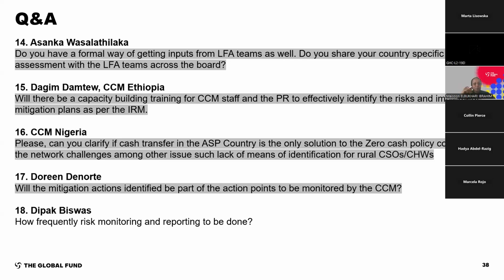How frequently are risk monitoring and reporting to be done? So the process is ongoing. There are quarterly checks, there are annual reviews, but based on the reality of the grant, the review of the risk rating and the update of the mitigating action could be done on the spot based on the needs. Next, please.